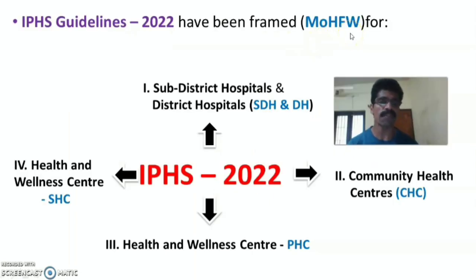The Ministry of Health and Family Welfare revised the IPHS guidelines in 2022 for the district hospital and the sub-district hospital, that is DH and SDH, and for the community health center and PHC, which after Ayushman Bharat are known as Health and Wellness Centers. So IPHS 2022 is the set of guidelines or standards for the sub-health center, primary health center, community health center, sub-district hospital and district hospital in India, to render quality services.